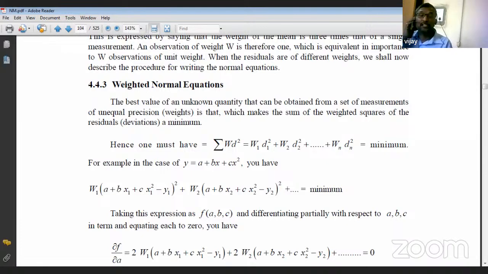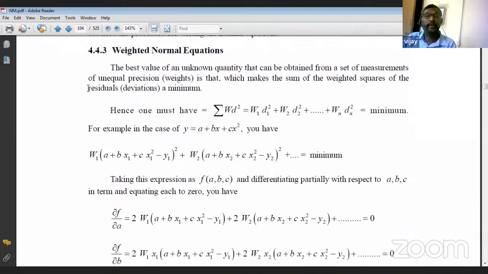For example, in the case of y is equal to a plus bx plus cx square, you take here W1 times (a plus b x1 plus c x1 square minus y1) whole square, plus W2 times (a plus b x2 plus c x2 square minus y2) whole square, plus W3 times (a plus b x3 plus c x3 square minus y3) whole square, and so on. We take this as the minimum value.